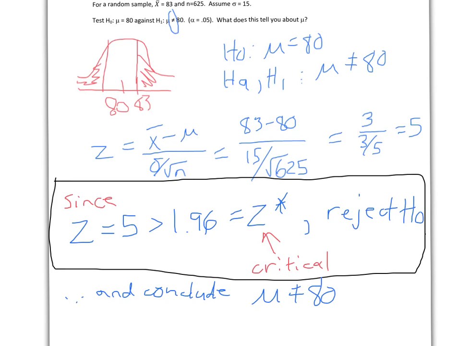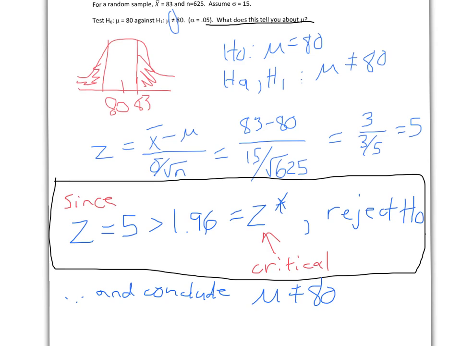Now the second part of this question says, what does this tell you about mu? Okay. What it tells us is that mu is not 80. It could be more than 80. It could be less than 80. All we know is it's not 80. Okay. So that's enough to solve this one question. But that's how you would do it.